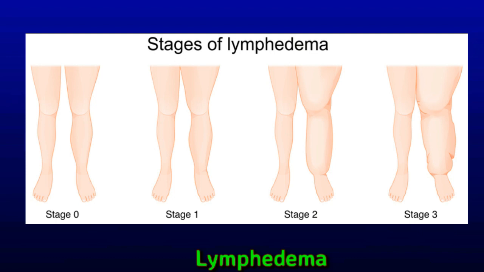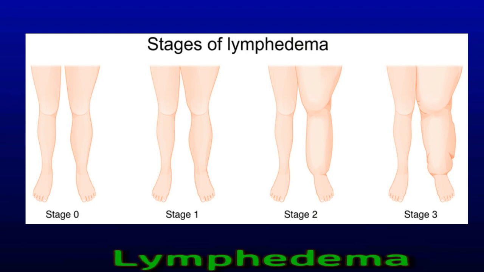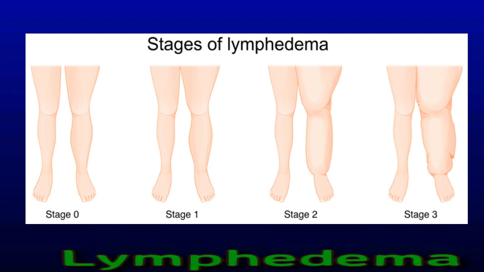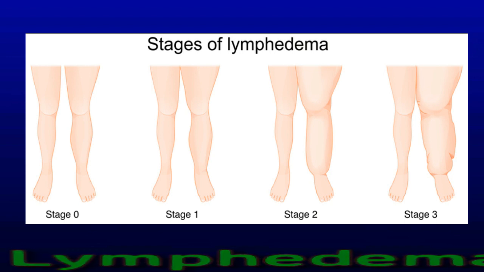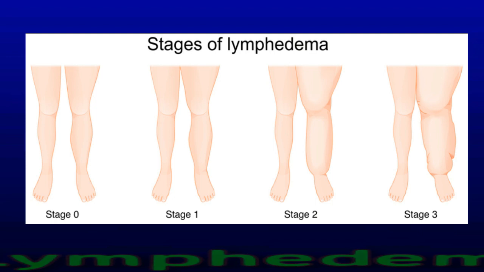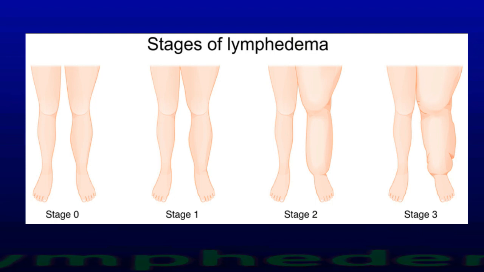The lymphatic system is a network of tissues and organs that help rid the body of infection and keep fluids in balance. Lymphedema can result from infections, cancer, and surgical removal of the lymph nodes. Some hereditary conditions can also cause lymphedema.